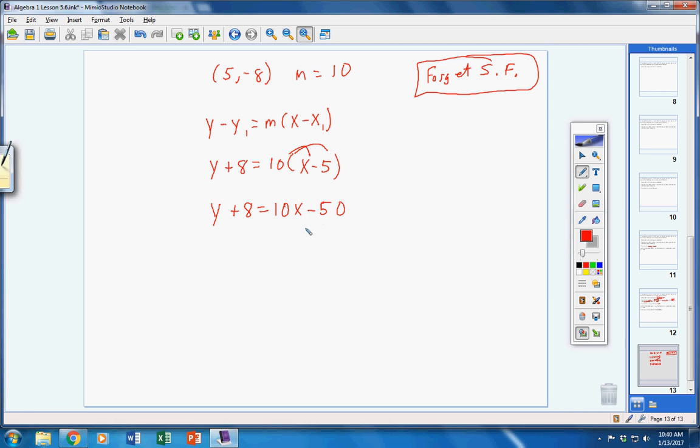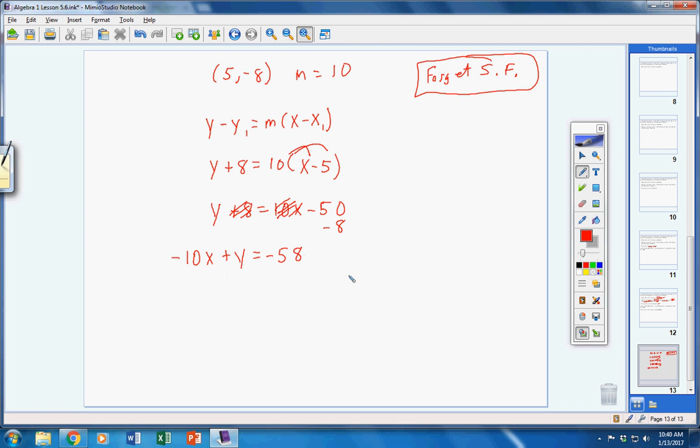Step 2. Get your x's and y's on the left side, your constant terms on the right side, and then simplify. So I'm going to bring my 10x over and make it a negative 10x. My y will stay here. I'm going to bring my 8 over, make it a negative 8, and simplify: negative 58. Now there's no more simplifying I can do, so I'm finished there.